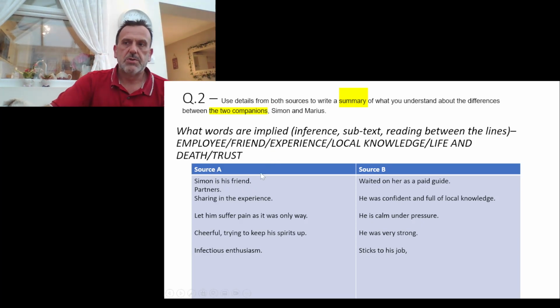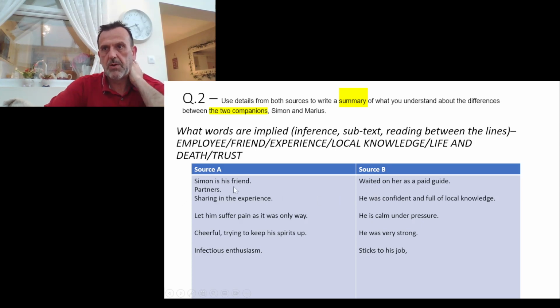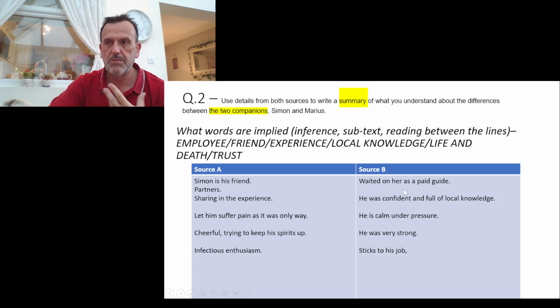So the main difference is Simon's his friend and Marius is a paid guide, so he's waiting on him. We get that sense. She describes him doing that. So Simon is more of a partner rather than an employee. Simon's sharing in the same experience, doing it together, whereas Marius is confident, he's full of local knowledge, this is what he does. He's probably done this quite a number of times, so he will not be as excited as her, so he's very professional about it.